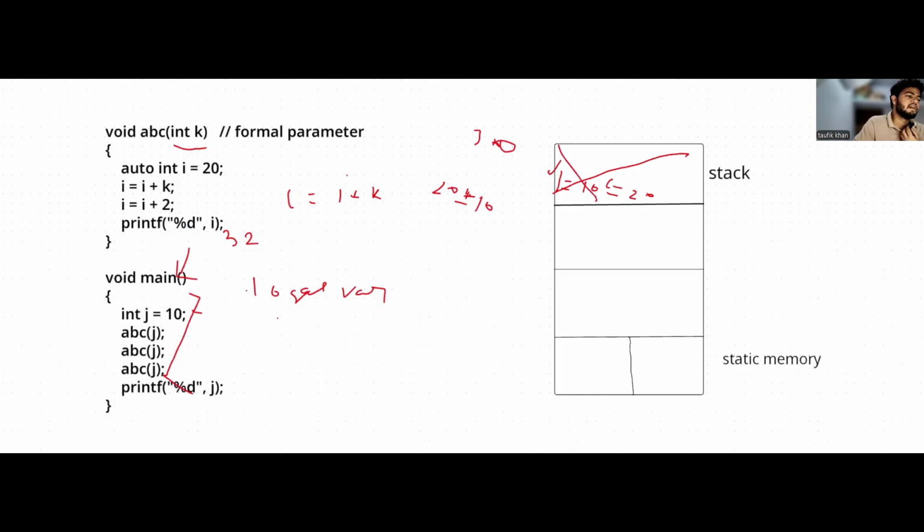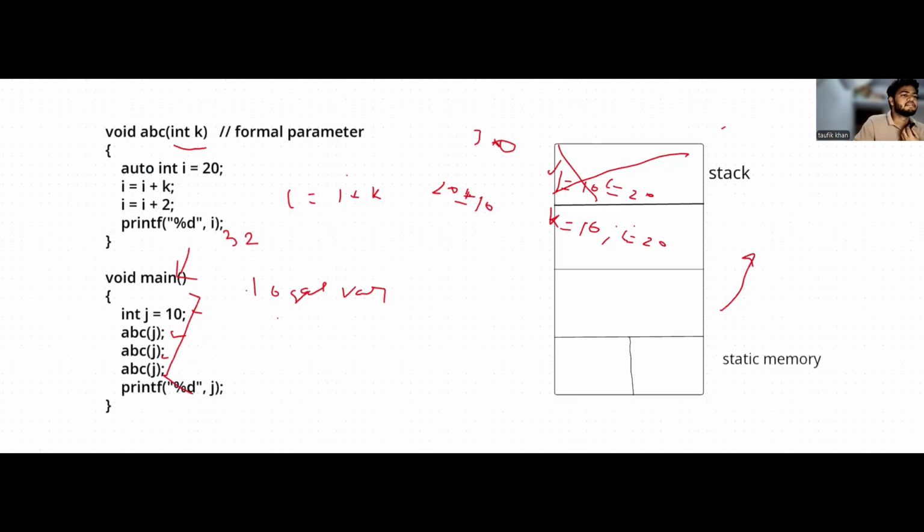Now we will jump to this one. ABC is being called again. So here we have 10 as a parameter, 10 as a value which is passed inside the parameter of ABC. K is initialized, again k is equal to 10. And also auto integer I is equal to 20. So I is also 20. Remember, it is also stack memory. This one is also stack memory. All of these things.